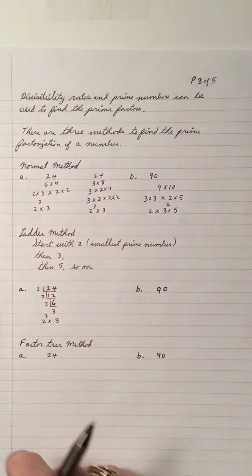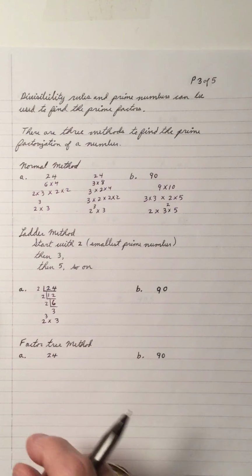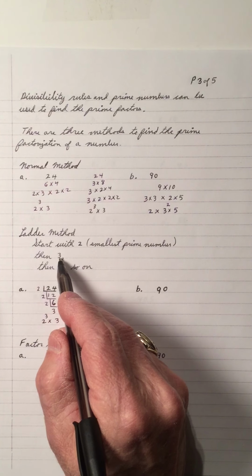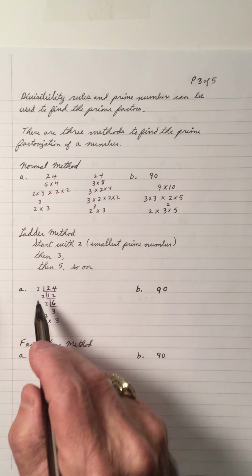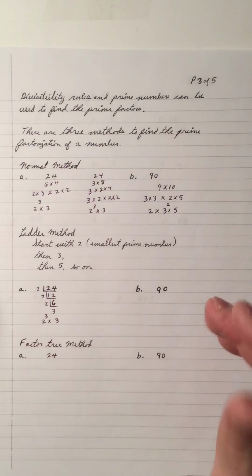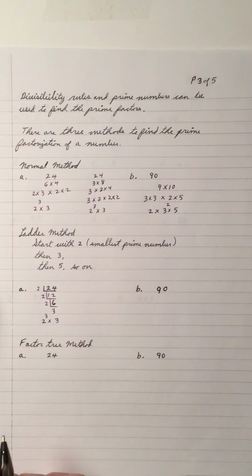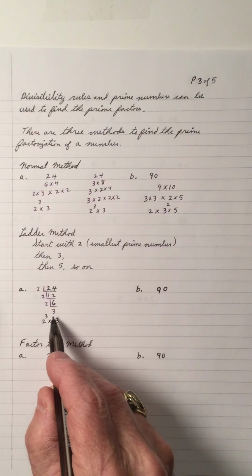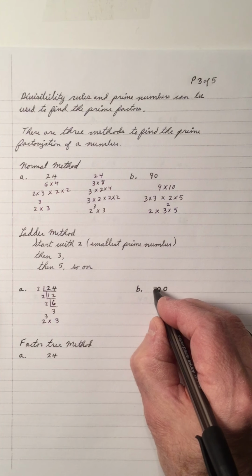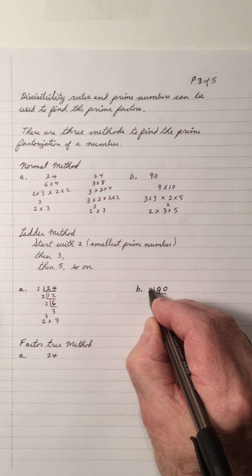It's very similar to the normal method, but notice in this method, you start with a 2, and then you go to a 3, and then a 5, then a 7. When you can't do a 2, when it's not even, you go to a 3. When you can't do a 3, with the digits adding up to be a multiple of 3, you go to a 5. You keep going till you get to the end, and the last one is a prime number.